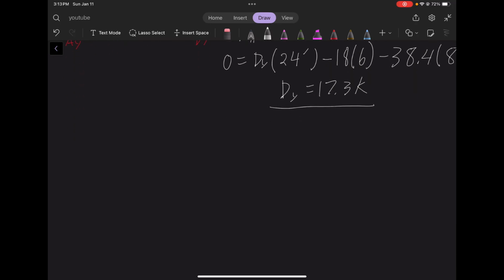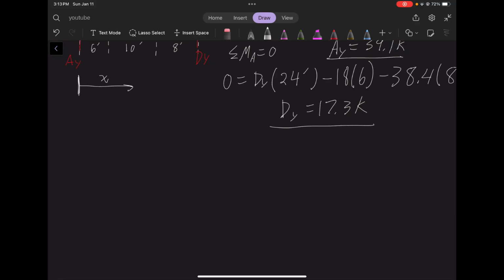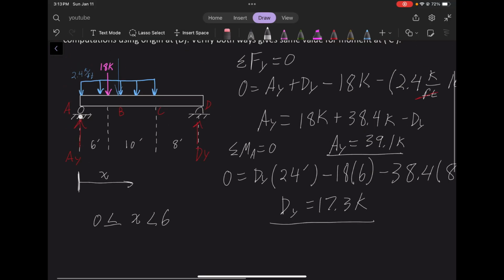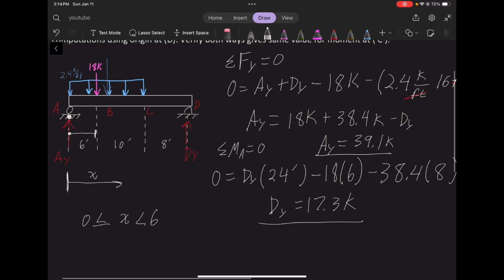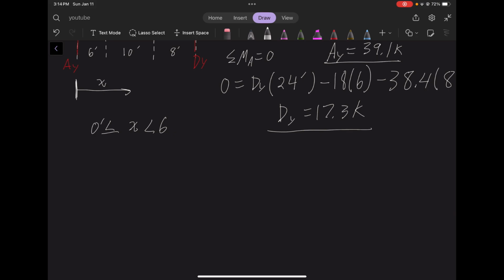So I'm going to draw a line here and say this distance, not a good line, this one is distance x. This is distance x. So let's say x is greater than or equal to 0, but less than 6. So basically what I'm saying is x is at, or infinitesimally close to, that point. Okay, so that would be 0 feet and 6 feet.